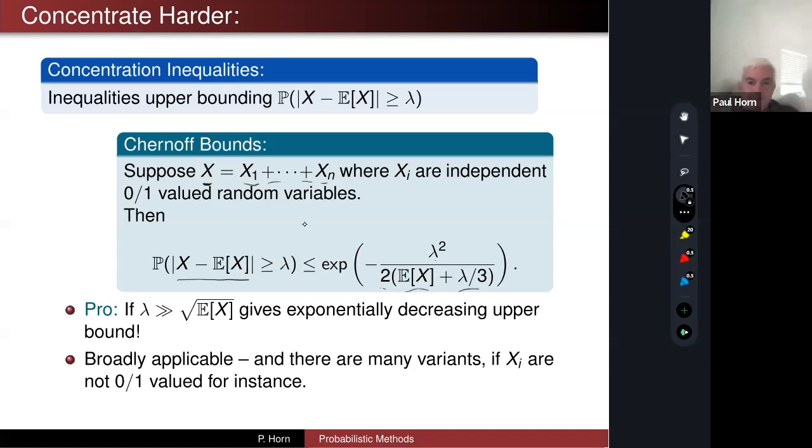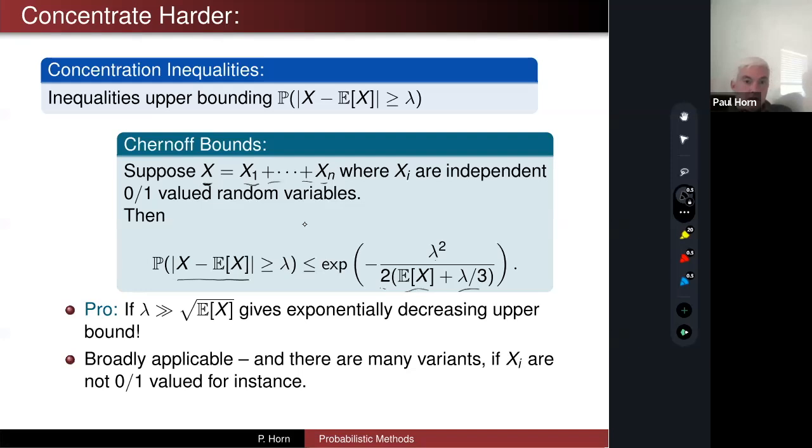And it's a lot to sink in in a very, very brief time. But what this is saying, essentially, is that if I pick this lambda much bigger than the square root of the expectation, then this probability goes down. And it goes down fast. It decreases exponentially.